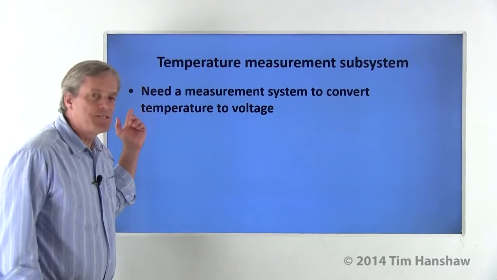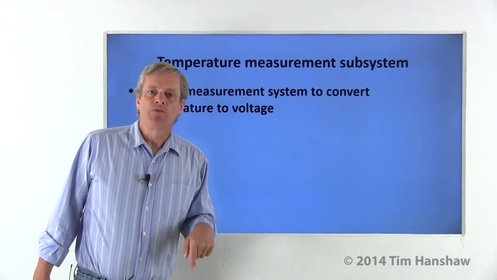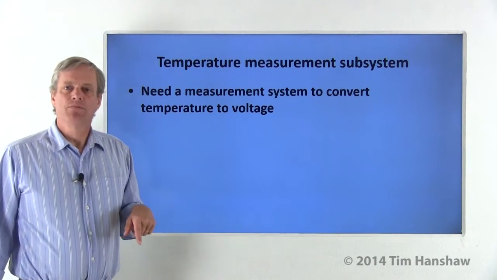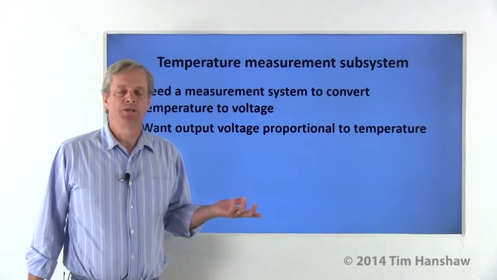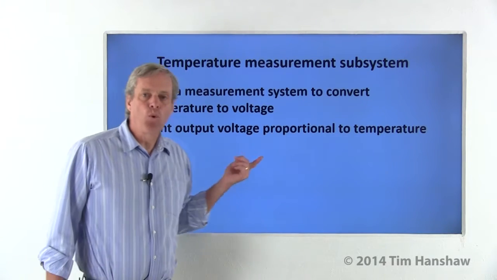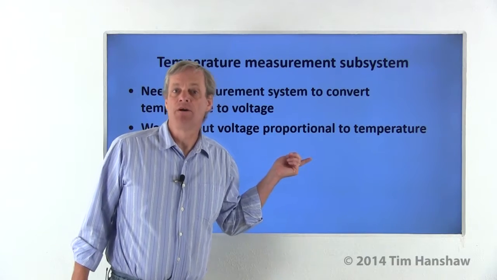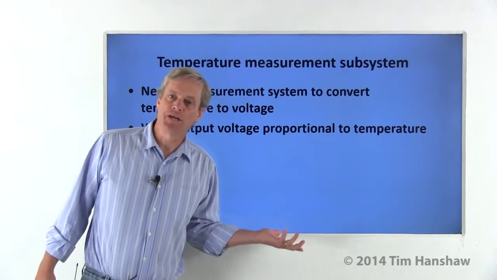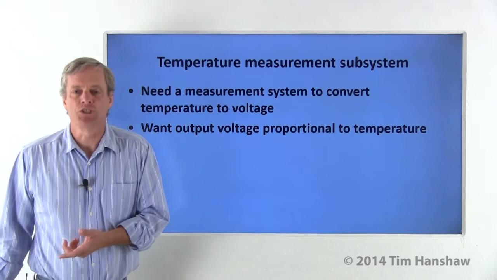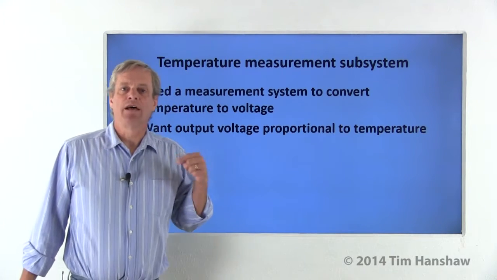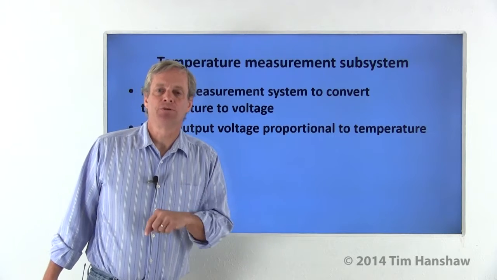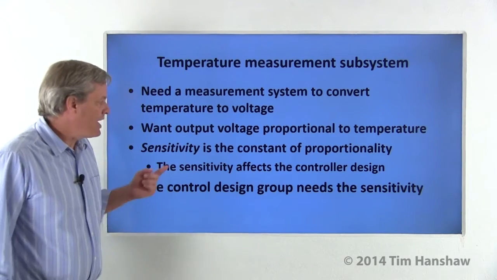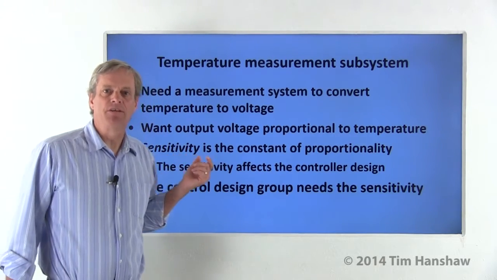The temperature measurement system needs to convert a temperature to a voltage. We want the output voltage of our temperature measurement system to be proportional to the temperature itself. Basically, we want there to be a single number that we can multiply a temperature change by to get the corresponding voltage change. The number will have units of volts per degree of temperature. This proportionality constant is called the sensitivity.